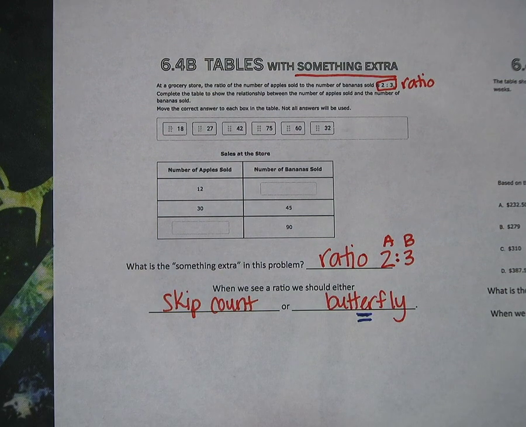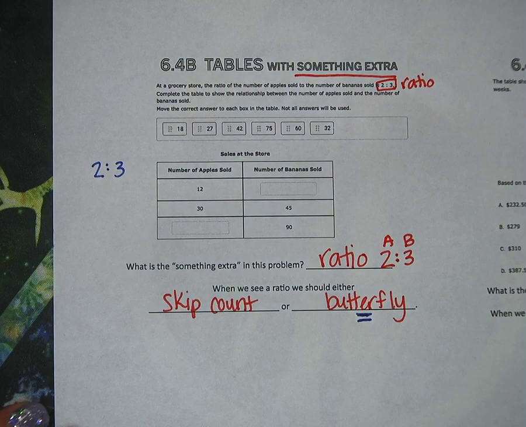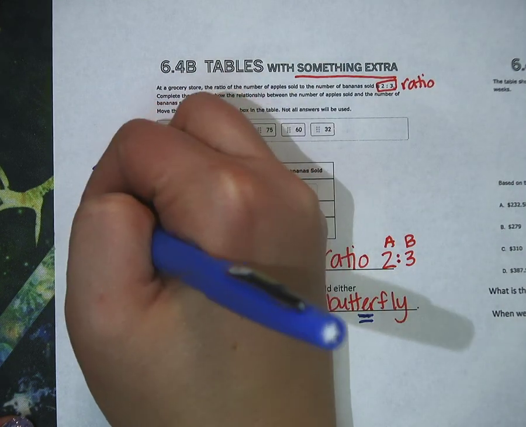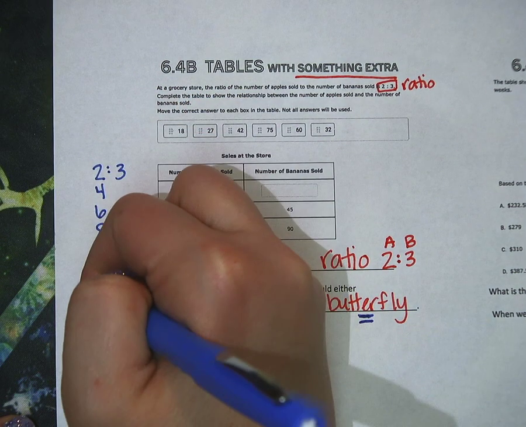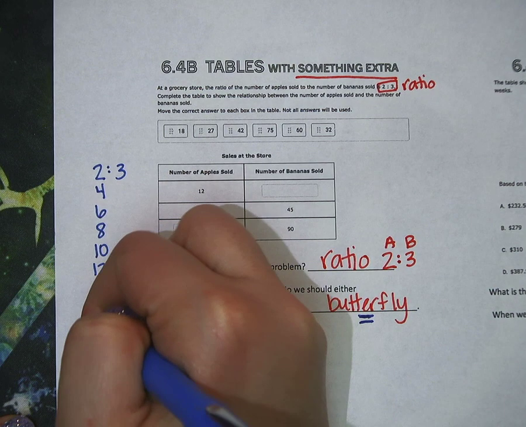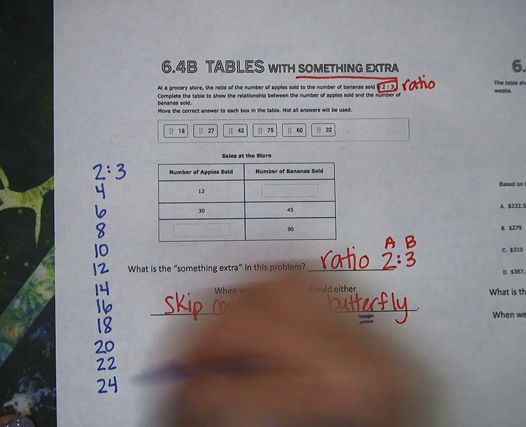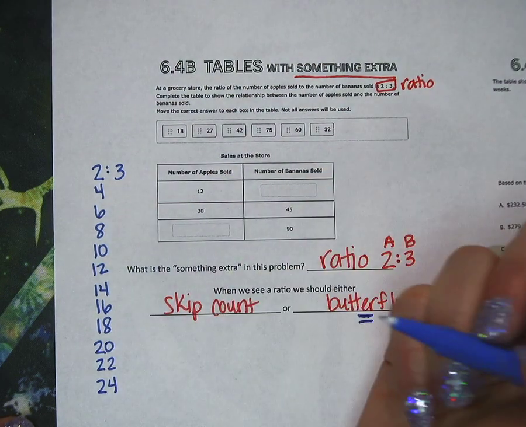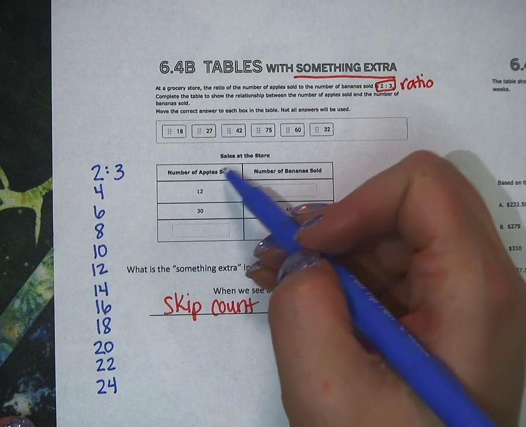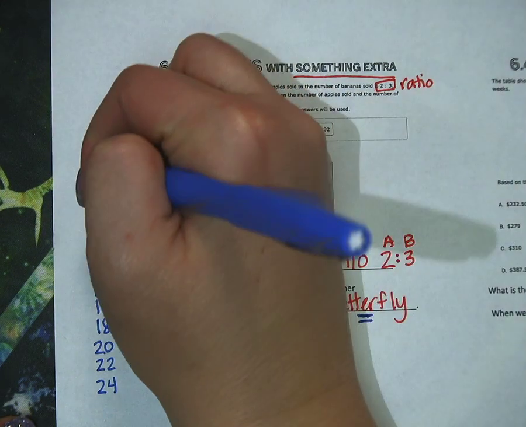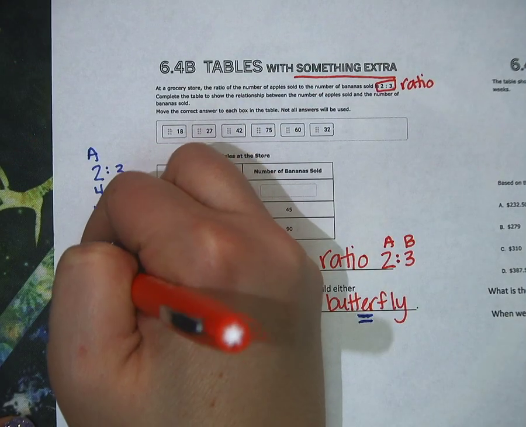So I'm going to take my ratio of 2 to 3, and I'm going to come over here to the side, and I'm just going to skip count. So 2, 4, 6, 8, 10, 12, 14, 16, 18, 20, 22, 24. So we can see we can keep counting by twos as far as we need to. Clearly my first one should be a 12, right? Apples was first in our ratio. So I need my apples to reach the number 12.